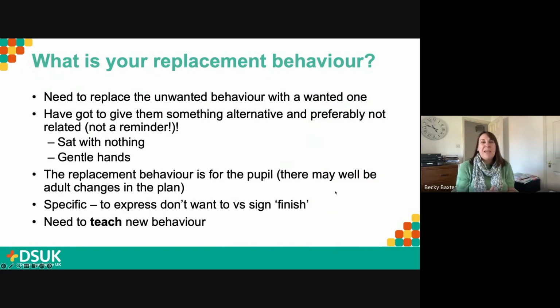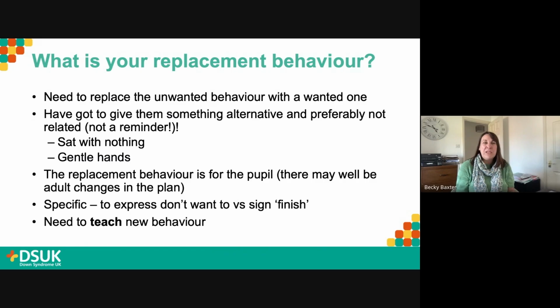Right, replacement behaviour: we need to replace the unwanted behaviour with a wanted one. So you've got to give them something alternative and preferably not related. They won't just sit with nothing. Don't knock your pen pot over. I'm sat here, I've got nothing but that pen pot, it will go. And similarly, I'm going to use this opportunity to talk about gentle hands, or rather not talk about gentle hands, the behaviour that I don't want to see.